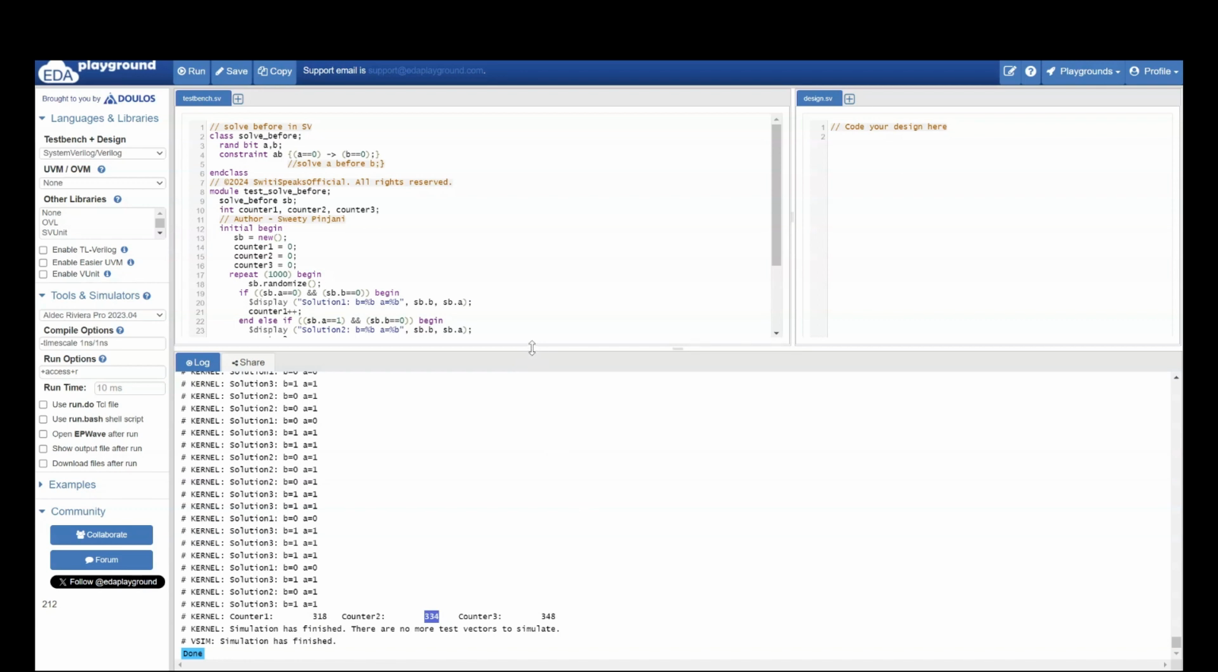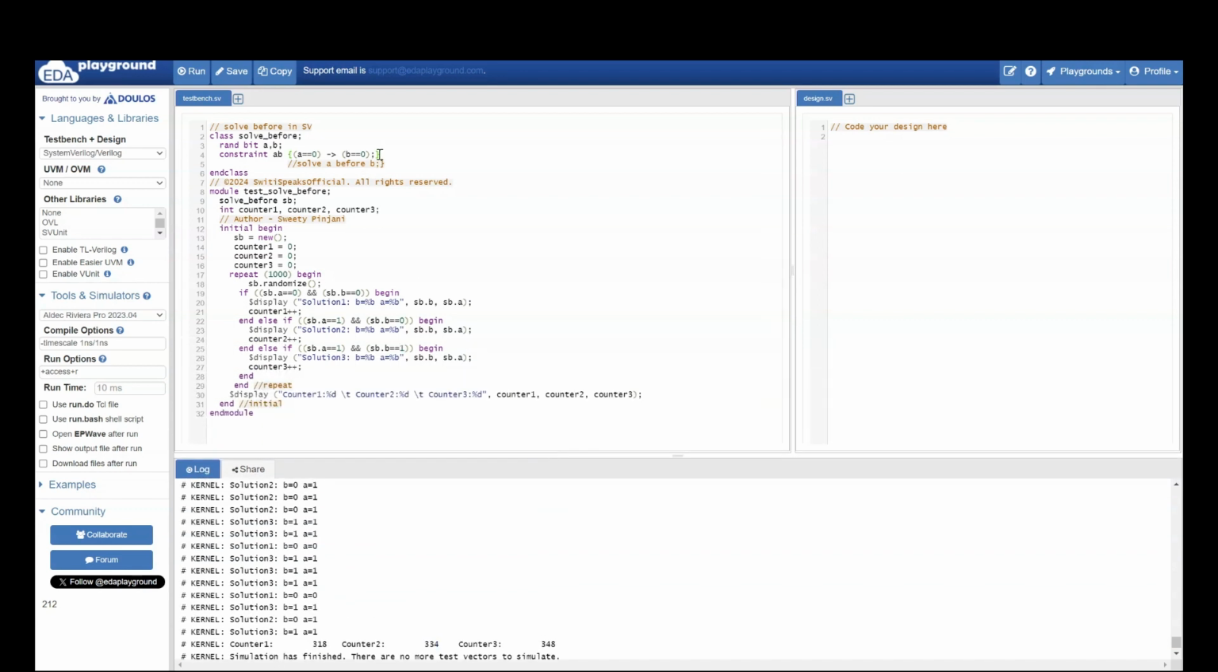Now let us add a constraint which says solve A before B. Solve A before B means what should happen? A should get solved before B. What are the possible solutions for A? One possible solution is A equal to 0. Another possible solution is A equal to 1. Now, when A equal to 0, B can only be 0. B cannot be 1.